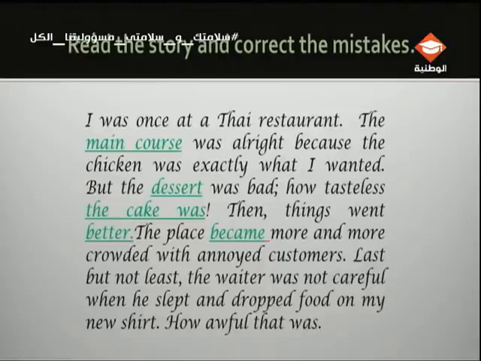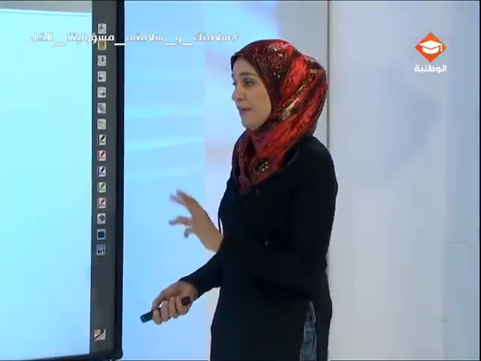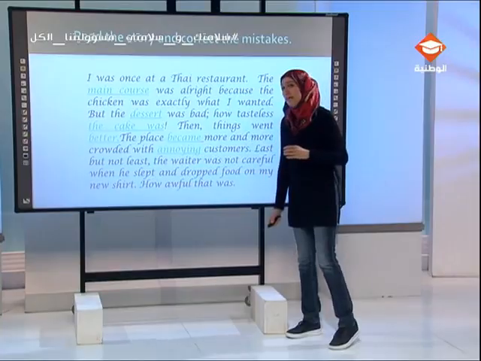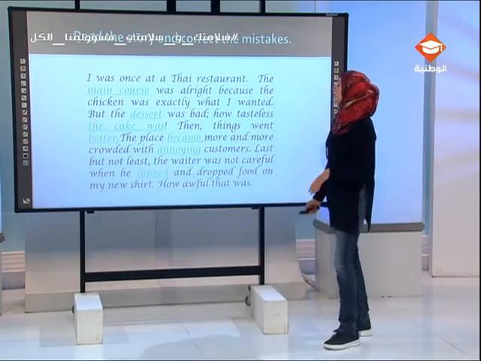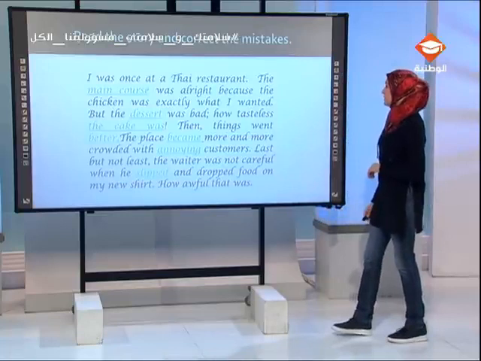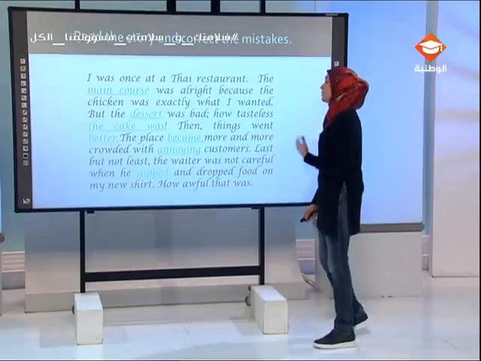The place became more and more crowded with who? With annoyed customers. Annoyed means they feel annoyed, but in fact, there are annoying customers, as we have seen in the picture before. Last but not least, the waiter was not careful when he slept and dropped food. Did he sleep in the restaurant? He dropped food? No. There are two different verbs, to sleep and to slip. The simple past of the verb to sleep is slept, and to slip is slipped. Okay, the simple past of to slip is slipped, and dropped food on my new shirt.